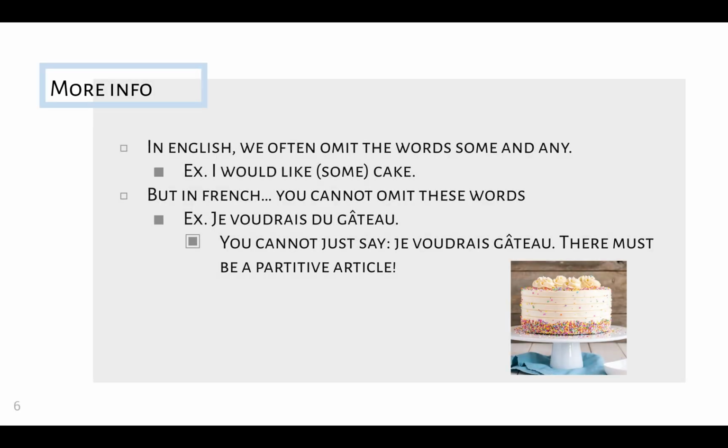So some more info. In English, we often omit the words some and any when we're speaking in conversational English. So someone might say, I would like cake. So in this sentence, you omit the word some. But in French, you cannot omit these words. So an example would be, je voudrais du gâteau. I would like some cake. You cannot say, je voudrais gâteau. There must be a partitive article. So this is very different from English because it's acceptable to omit some or any in English, but you cannot do this in French.